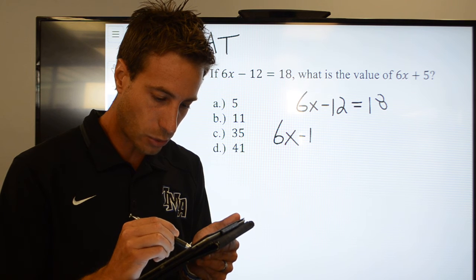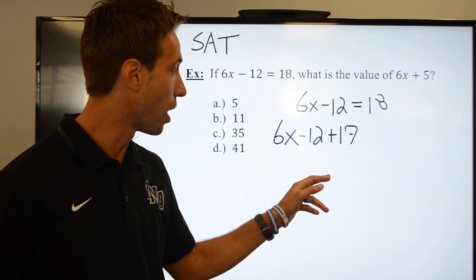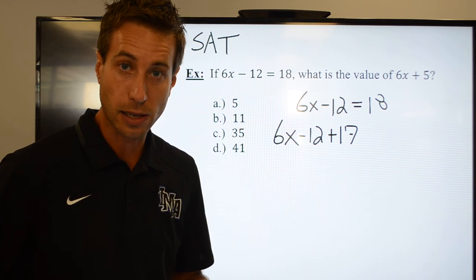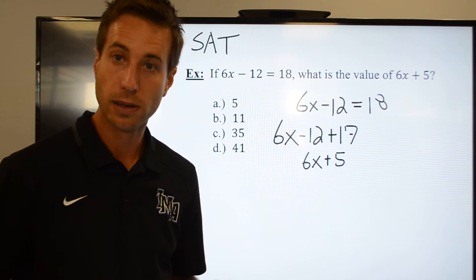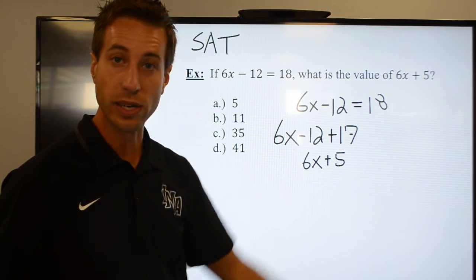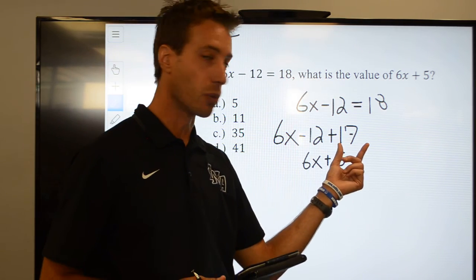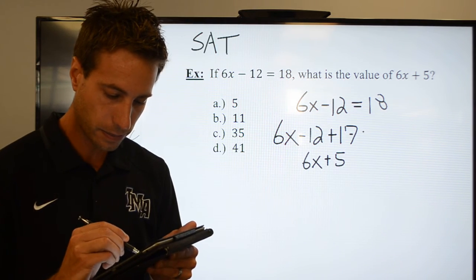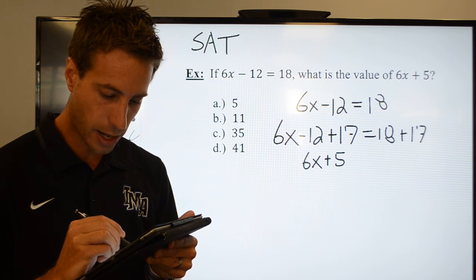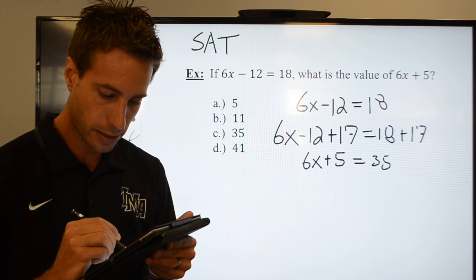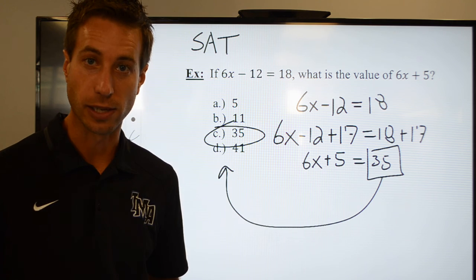6x minus 12 plus 17. A negative 12 plus 17 is a positive 5. That's what I'm looking for. They want to know what is 6x plus 5. There it is. Property of equality says whatever you do to one side, do it to both sides. Hey, guess what? 18 plus 17, 35, cuckoo, cuckoo. You got your answer.